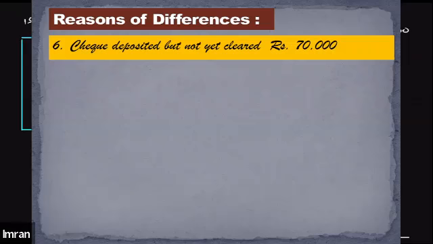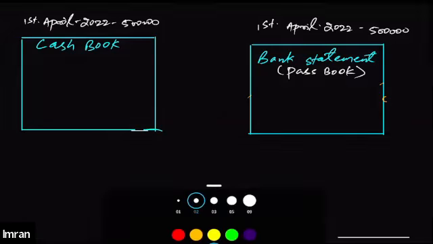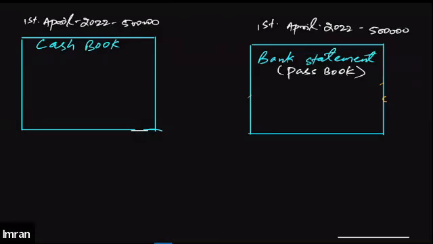That means at the end of the month, when we actually calculate the balance, we'll find that the cash book is showing a higher balance. On the other hand, the bank will be reflecting a lower value. Let me explain this. Let's suppose on the 1st of April, both passbook and cash book are showing the same balance, 5 lakh on both sides.